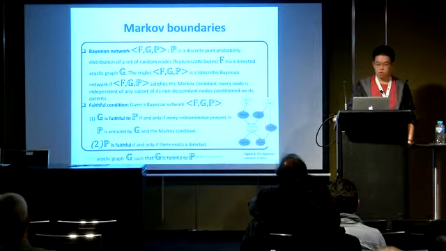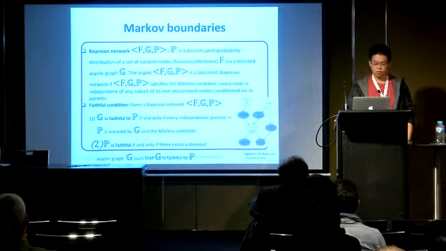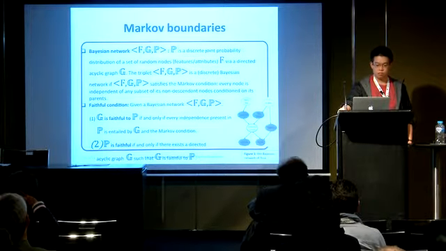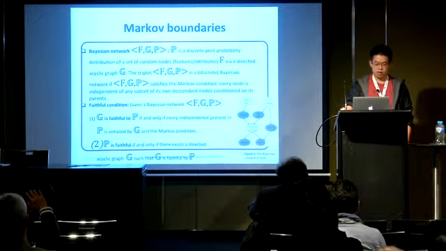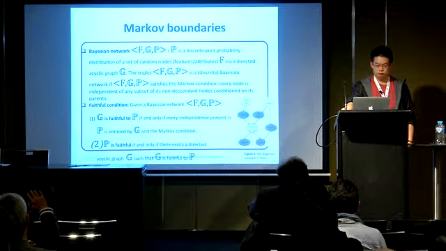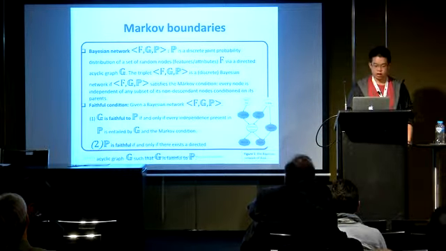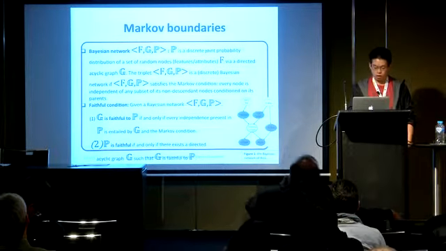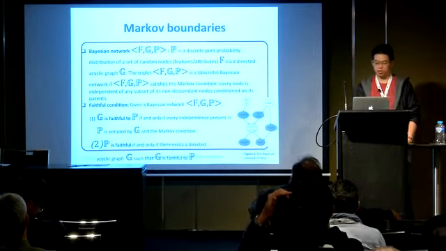There's an important condition that needs to be satisfied called the faithful condition, which basically says that, given this Bayesian network, G is faithful to P if and only if every independence present in P is entailed by G and the Markov condition. Following up on that, P is faithful if and only if there exists a directed acyclic graph G such that G is faithful to P. The figure in the bottom right shows this relation.